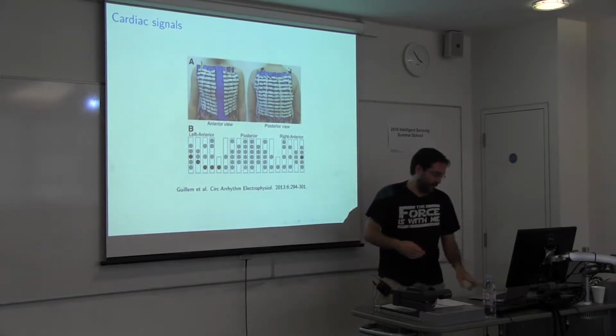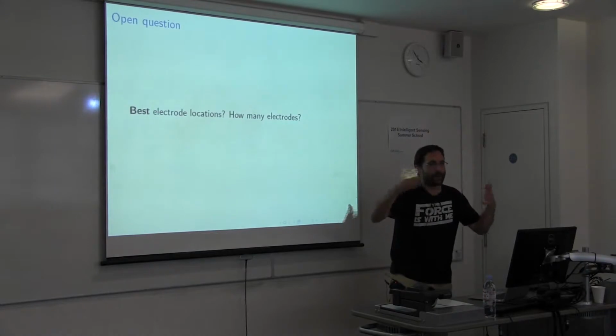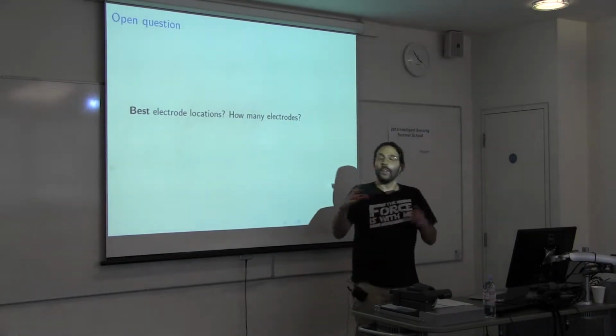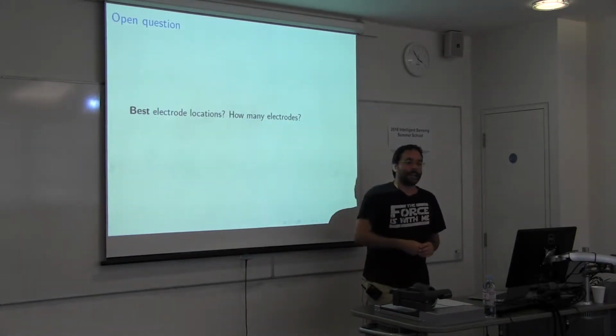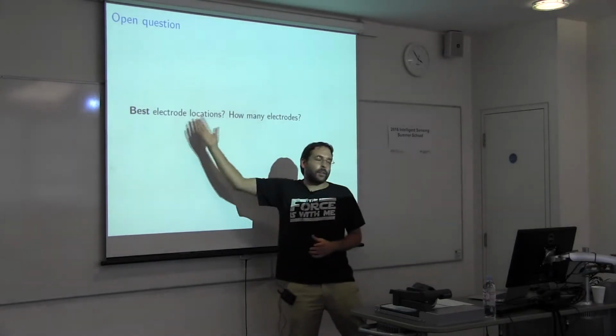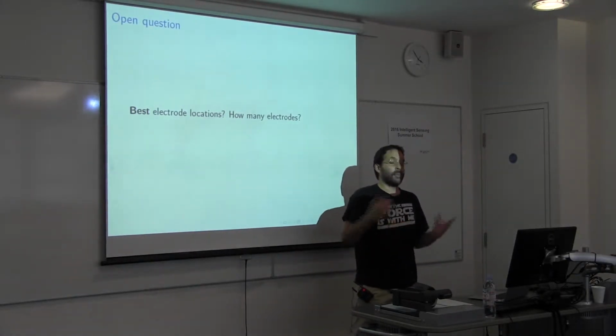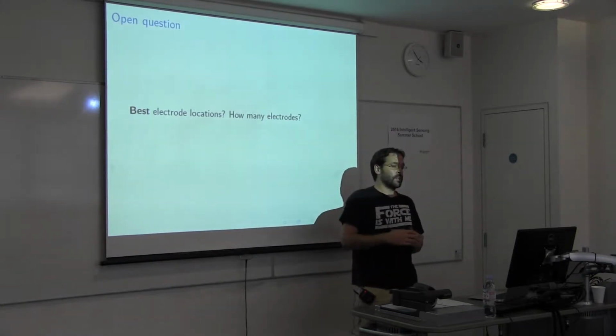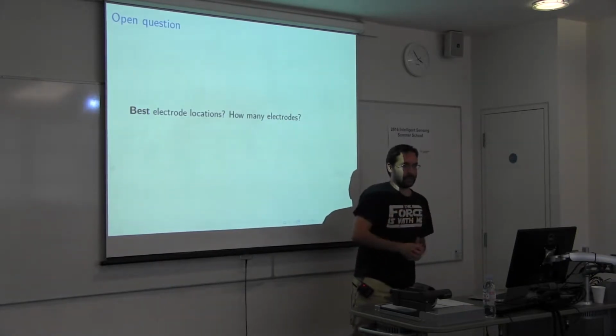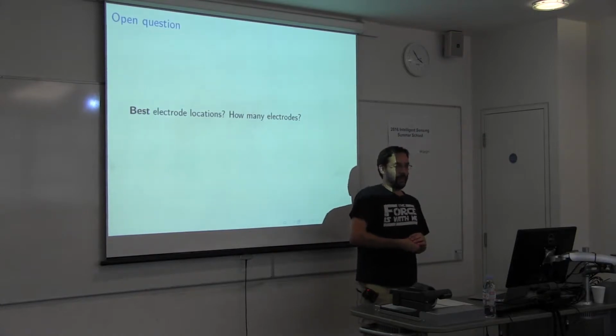Now, one of the main questions, or from my point of view a very important question in cardiac electrophysiology, is: what are the best sensing locations? Where should we put our electrodes? How many electrodes should we use to infer the activity of the heart, right?